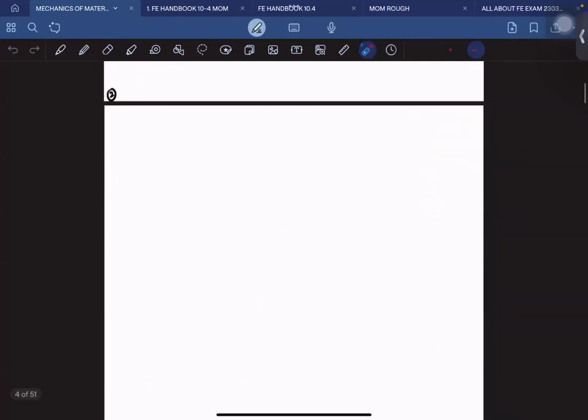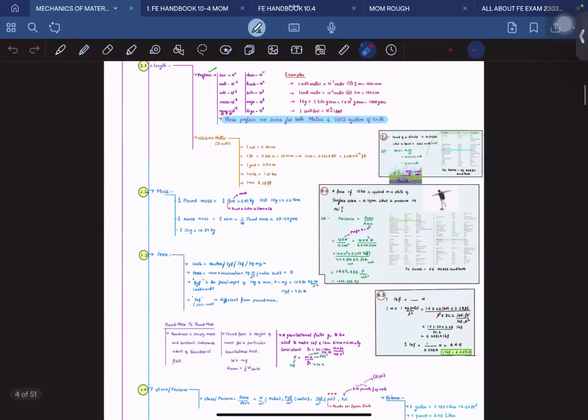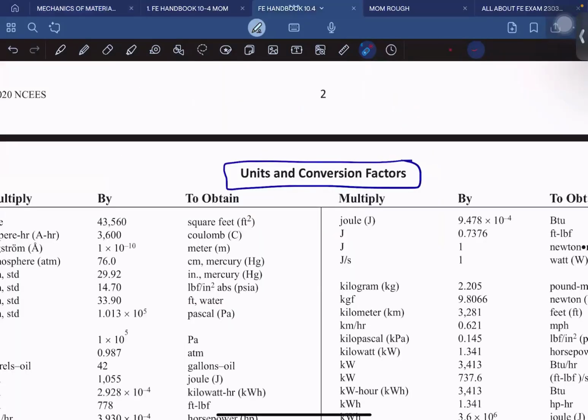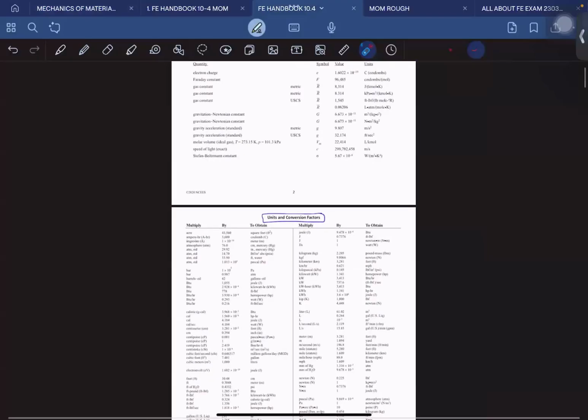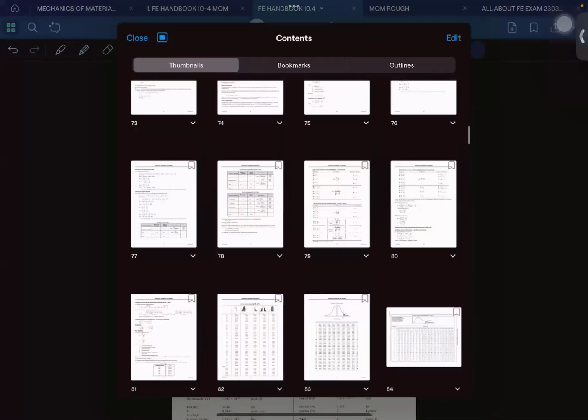Yes, so everything is here. No need to worry. Every day you can go ahead and check the notes. Coming to the syllabus, let me open this handbook. This is my handbook which you get in the exam. Let me go to the last few pages where we can see the syllabus.